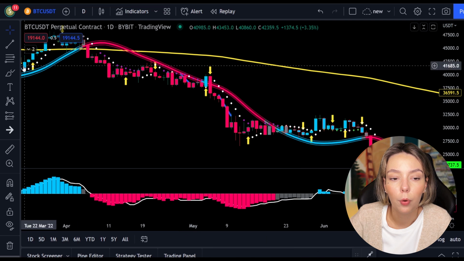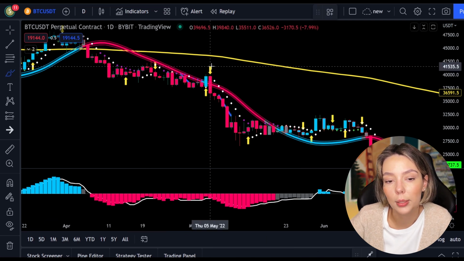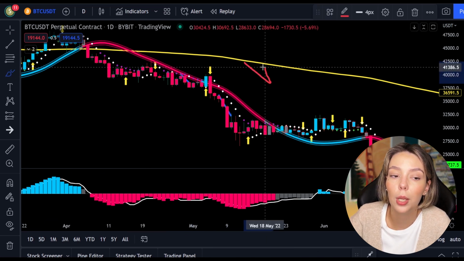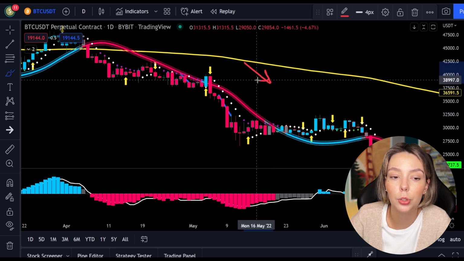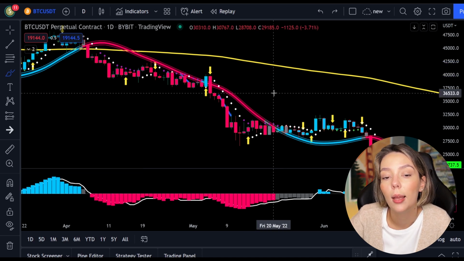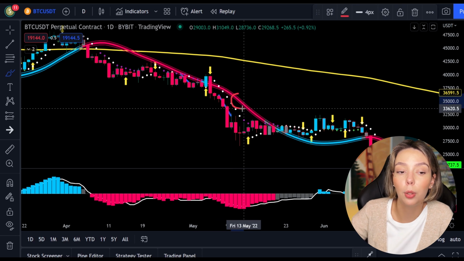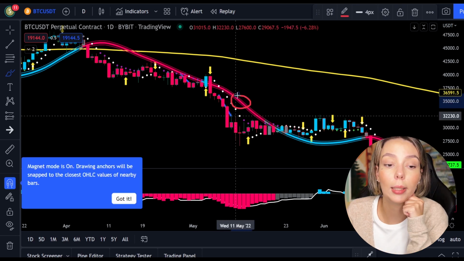Rule number 1 for opening a short trade: the price action needs to be below the 200 EMA, like it's here. Number 2, the trend line needs to be red and the price action also needs to be below the trend line, like it's right here.